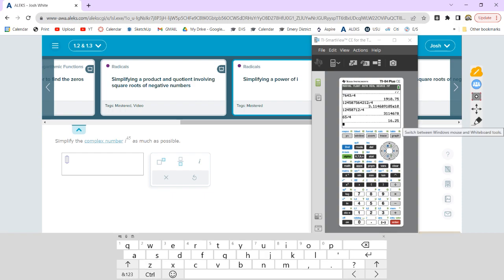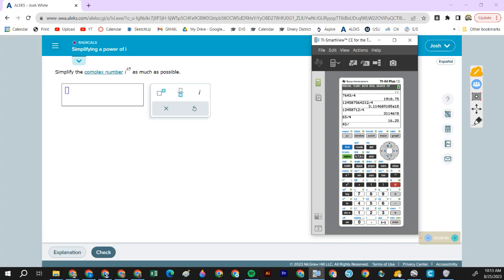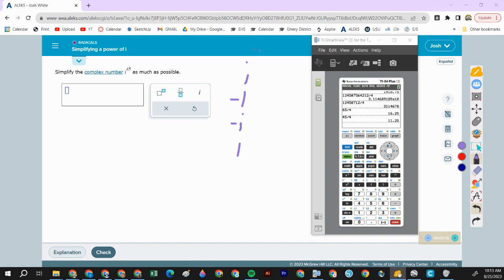Okay, this is simplifying the powers of i. So 45 divided by 4. And remember the list was i, -1, -i, and 1. So in this case, it would be i, because it's 1/4 of that list.